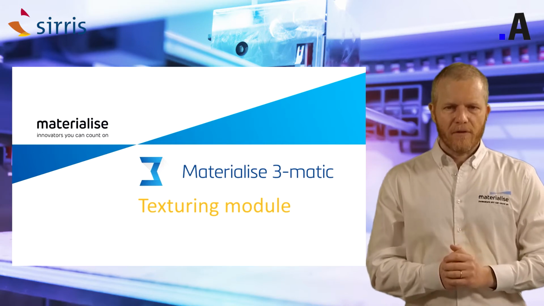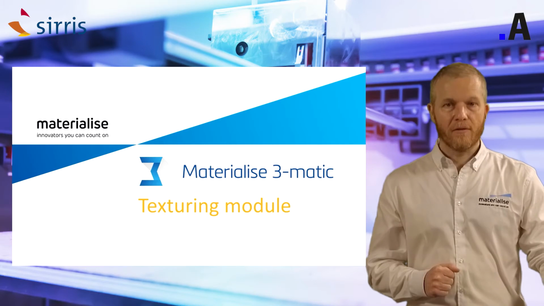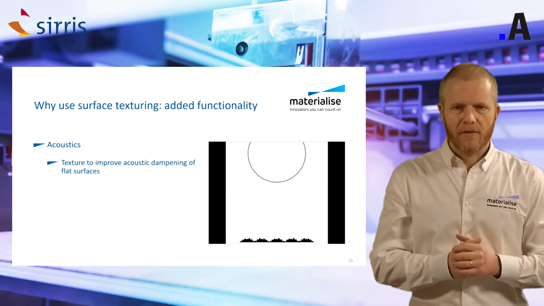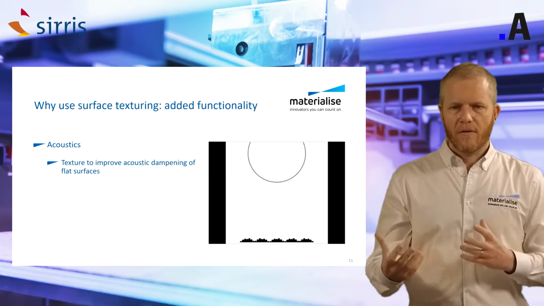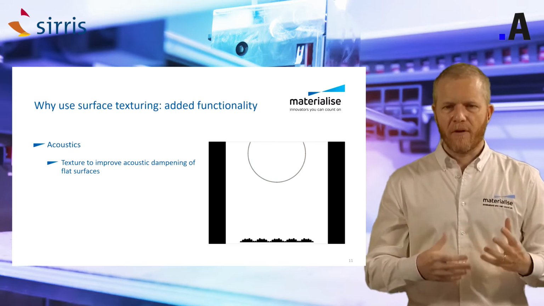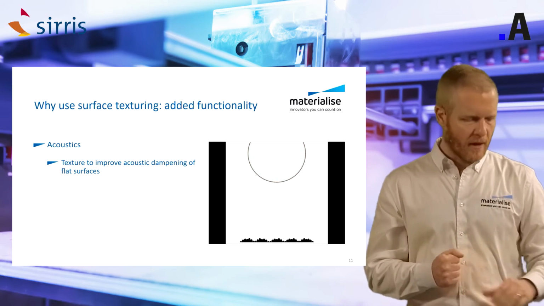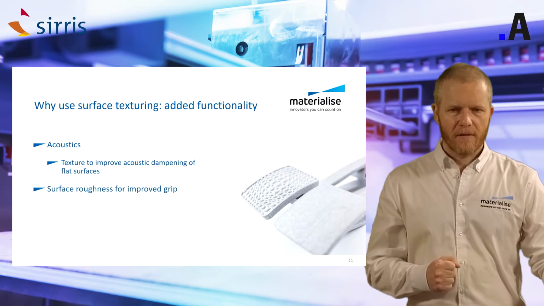So the texturing module allows you to easily apply textures to your 3D designs. So why would you apply those textures? Here we have some ideas of applications. So first application would be for acoustic purposes. So this would allow you to improve the acoustic dampening on flat surfaces.